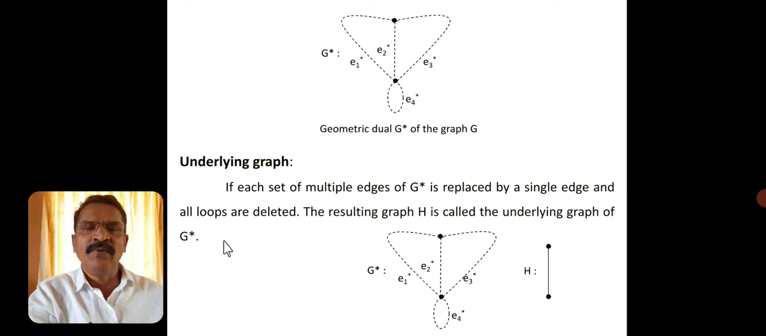G star is the dual of a planar graph or plane graph G. After finding the G star or geometric dual, instead of multiple edges, you have to consider only a single edge and neglect the loops. So the resulting graph is called the underlying graph. Here G star is the geometric dual of the graph G and H is the underlying graph of G star. I hope you have followed how to construct the geometric dual as well as the underlying graph.